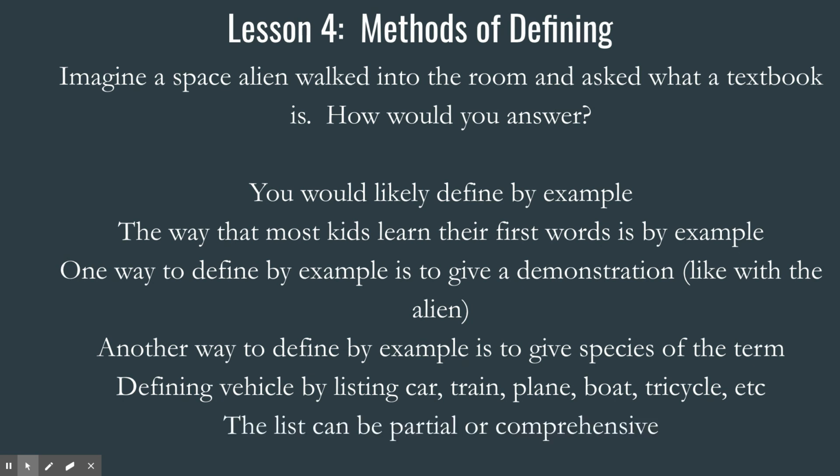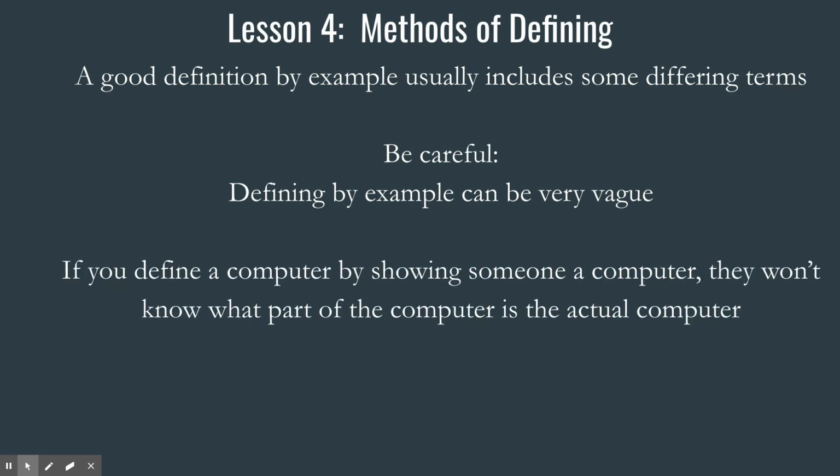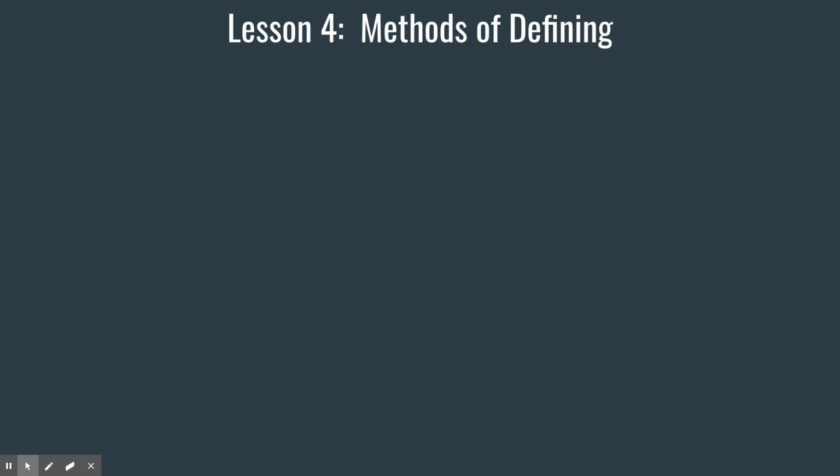There's another error that we've got to avoid, and that's because defining by example can be very vague. If Bean asked me, hey, Mr. Wood, what's a computer? And I just did this, David doesn't know if I'm pointing to all of this or if I'm just pointing to this one button or just part of it. So defining by example can be very vague. We don't know exactly what the person means. So defining by synonym and example are good, but they're not always the most helpful.